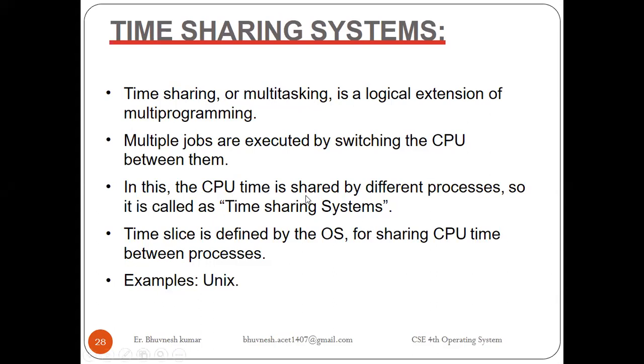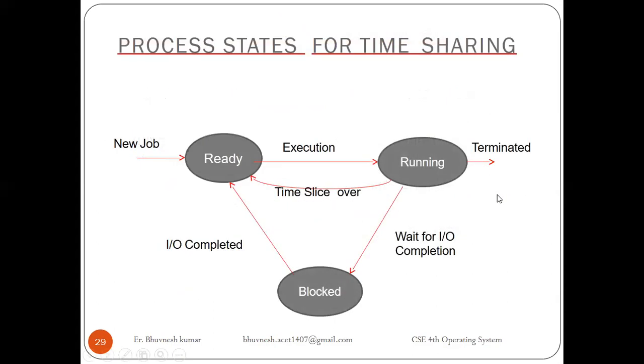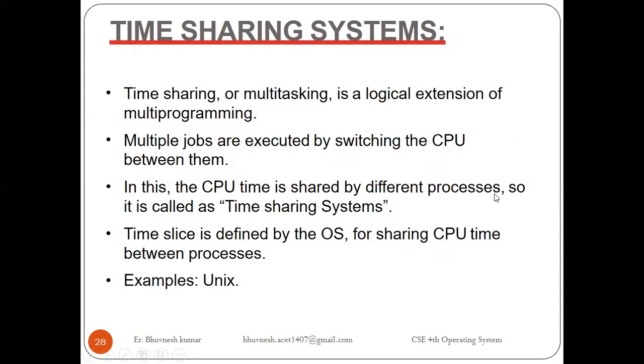In this, the CPU time is shared by different processes, so it is called a time sharing system. The word time slice is used. A time slice is defined by the operating system for sharing CPU time between the processes. An example of a time sharing operating system is Unix. Nowadays, all the operating systems in the market that we are using are time sharing systems.